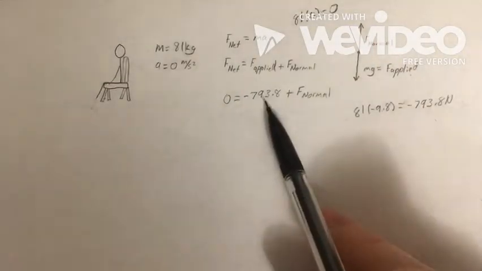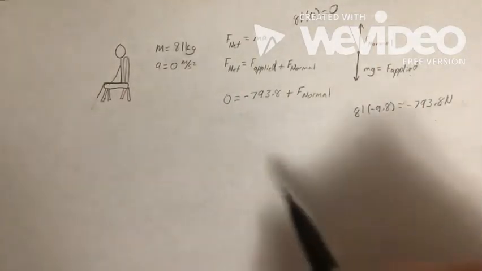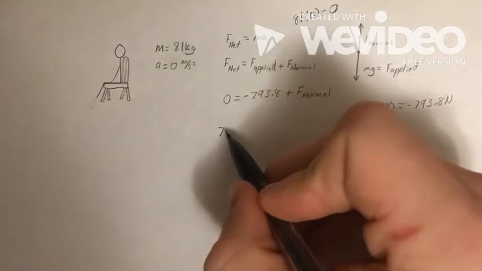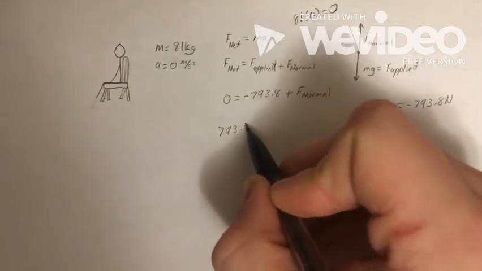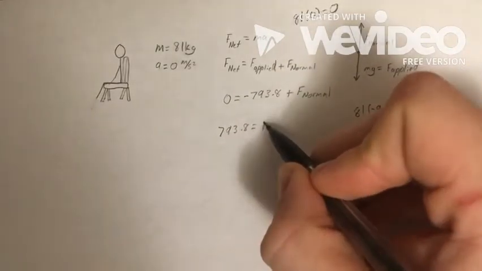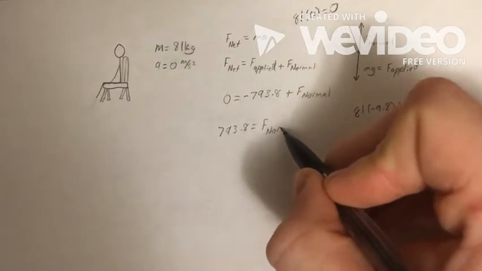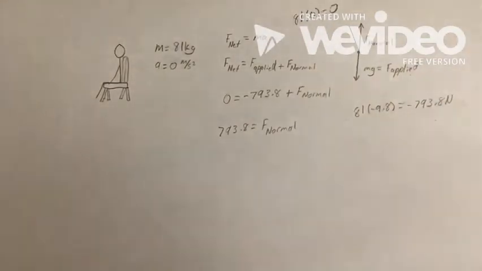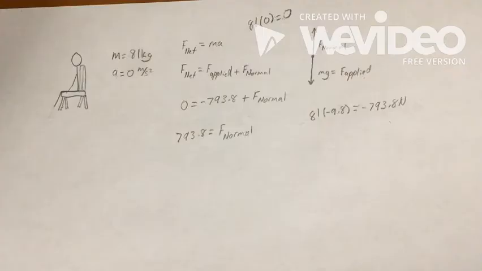Then you add 793.8 to the other side, which shows that force normal is equal to a positive 793.8 newtons. This proves that Newton's third law is correct because the force I'm applying on the chair is equal and opposite to the force that the chair is applying on me.